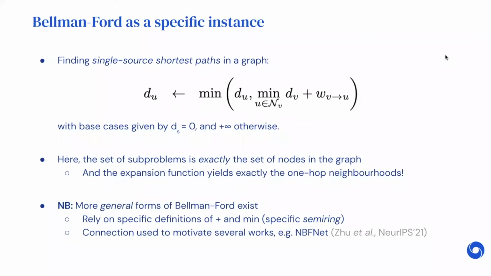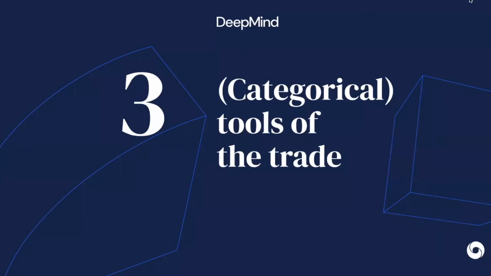One thing I'll mention is that you can even generalize this idea beyond the concept of shortest path finding. For some different definition of plus and minimum, you basically recover a specific semi-ring structure over your distances. And this connection is often used to motivate graph neural network architectures nowadays. For example, the Neural Bellman-Ford Networks that were published at NeurIPS a few months ago. Okay, so hopefully we now understand what we want to uncover, the connections between graph neural networks and the computations of these algorithms.